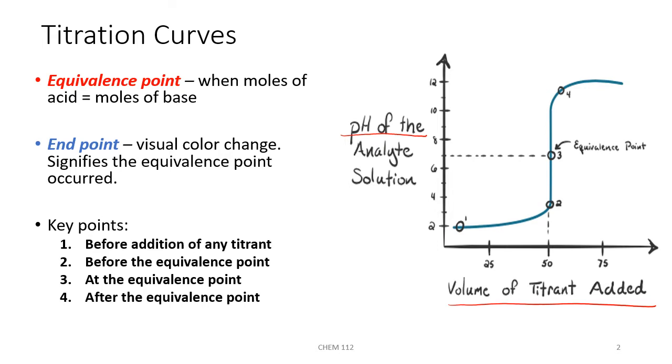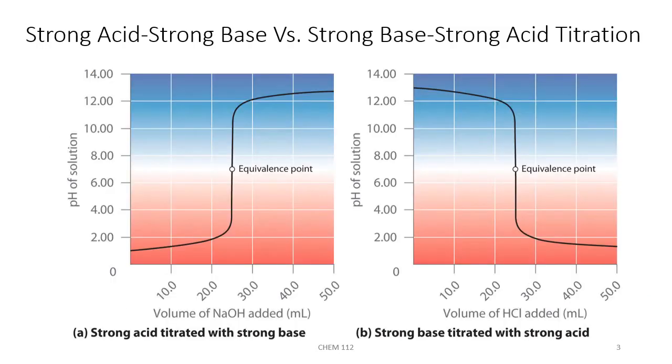Some of the key points that we're going to want to learn about along the path of our titration curve are: 1, before any titrant is added, 2, before the equivalence point is reached, 3, at the equivalence point, and 4, after the equivalence point. We'll go through all the math in depth and learn how to calculate the pH at all of those key locations on a titration curve. We're going to start off by looking at a strong acid being titrated with a strong base.